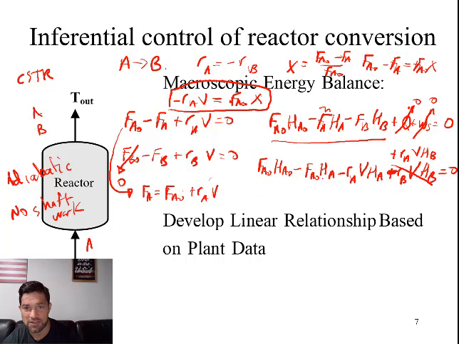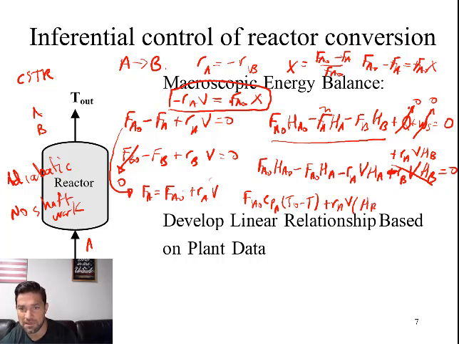So this first term, HA0 minus HA, is just a delta H term, and we know that delta H equals CP delta T. So this first term is going to become FA0 CPA times (T0 minus T). And now this term over here, we're going to factor out plus RAV, and then this is going to give us HB minus HA. Now this term right here is going to be our heat of reaction term. This term right here is our sensible heat term.